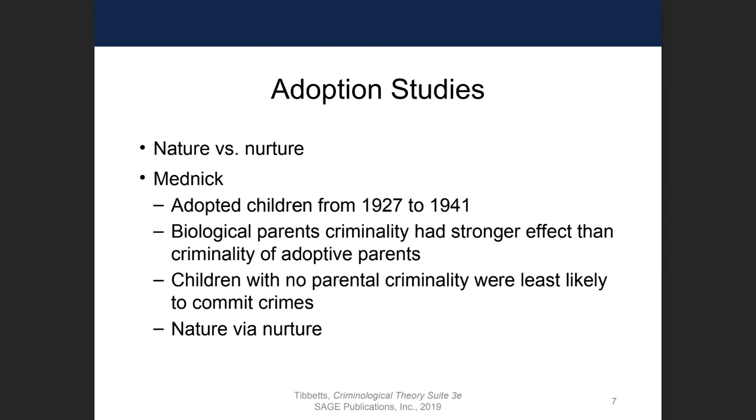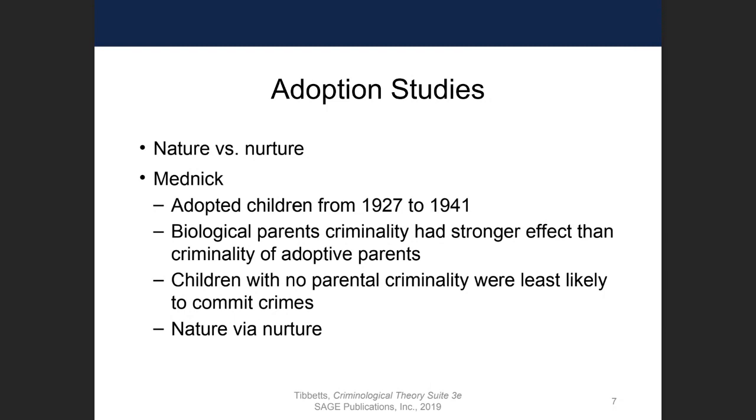And then lastly, there were adoption studies. Adoption studies, again, tested whether or not there was a nature versus nurture relationship with crime. A researcher named Mednick, for example, looked at adopted children from 1927 to 1941, and he found that the biological parents' criminality had a stronger effect on children than the criminality of their adoptive parents.